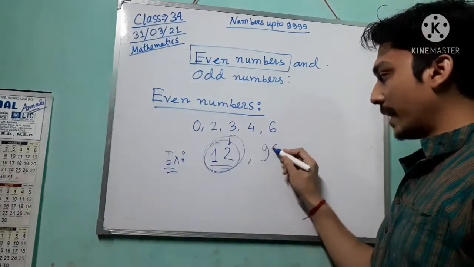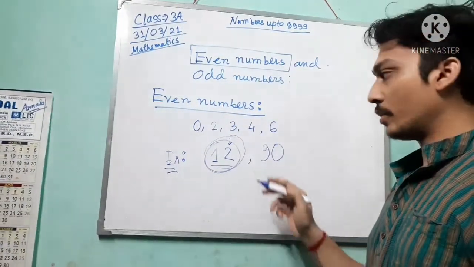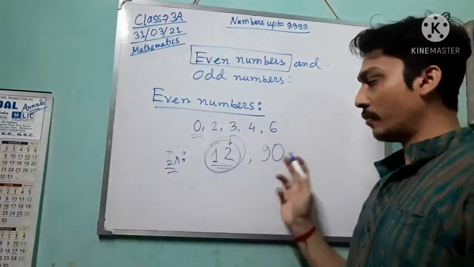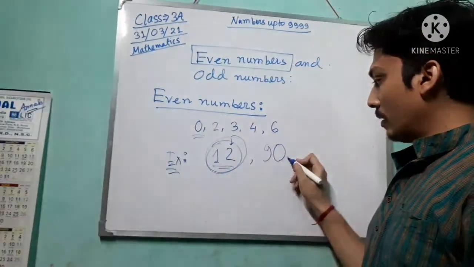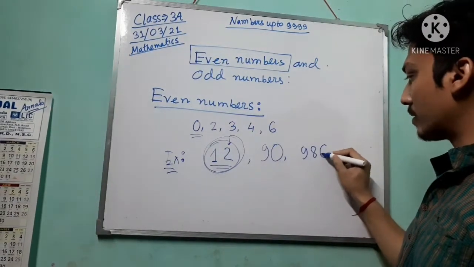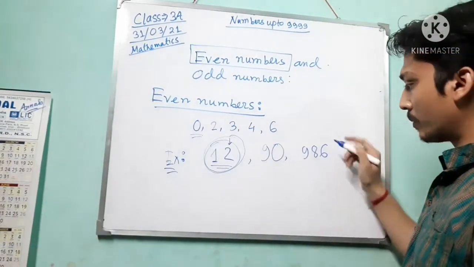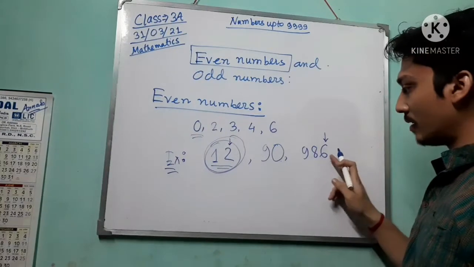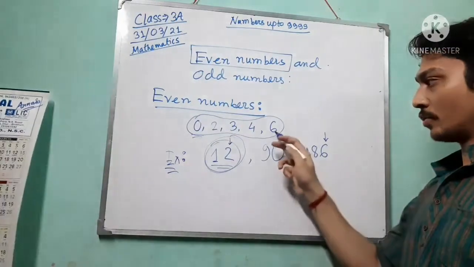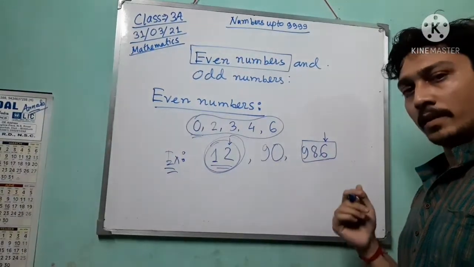If I put 90, it will also be an even number, because in the ones place it is 0. By definition it follows that it is an even number. If I write a 3-digit number like 986, first of all you have to check the ones place. What is the ones place in the 3-digit number? That is 6. So 986 will be another even number.